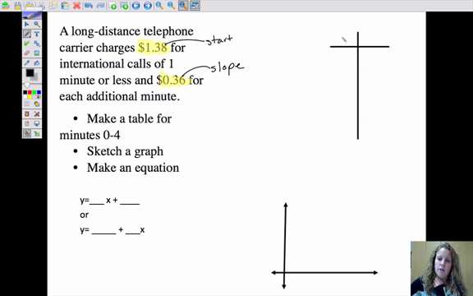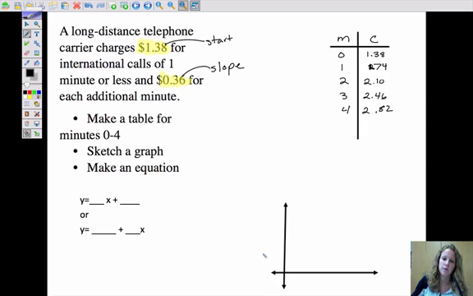All right, so we're going to start with minutes and cost. At 0 minutes to 1 minute, it's going to cost us $1.38. And then after 2 minutes, it's going to cost us $1.74. After 3 minutes, it'll cost us $2.10. After 4 minutes, it'll cost us $2.46. And after 5 minutes, it'll cost us $2.82.